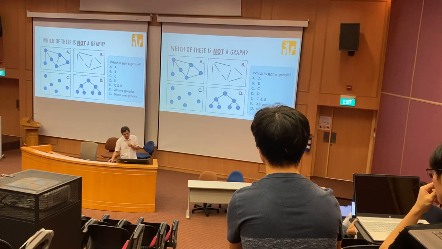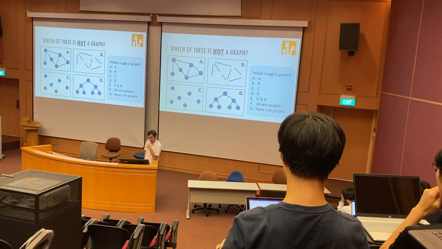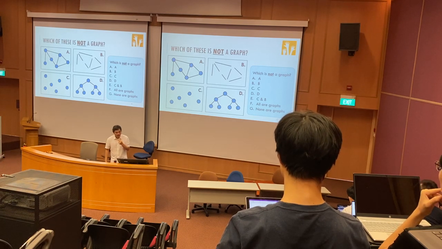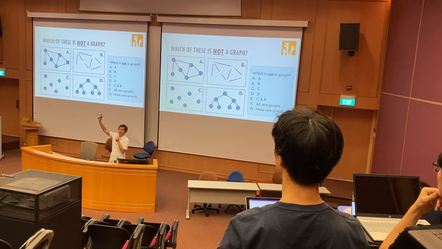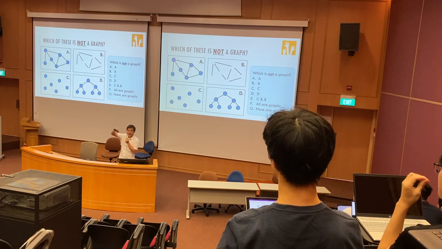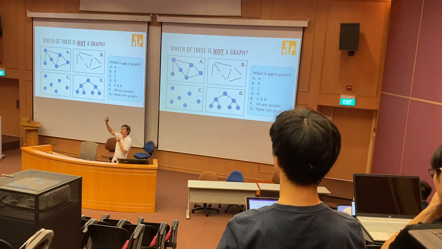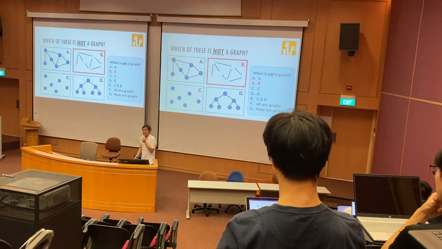Now here's a quick question. Which of these is not a graph? You have nodes and edges. A, B, C, D: some are graphs and one is not a graph. So let's do a quick poll. How many people think A is not a graph? Hopefully nobody. Okay. B? Lots of people. Okay. C? D? Okay. So the right answer is B. B is not a graph.